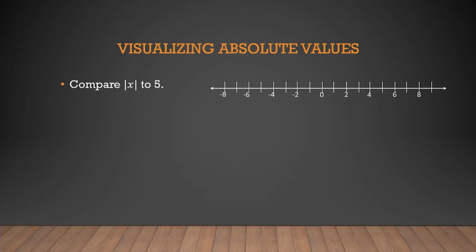Let's look at an example to help visualize the idea of absolute values. Let's compare the absolute value of x to the number 5. On the number line, there are two numbers, 5 and negative 5, that are exactly 5 units away from 0 on the number line. So for these two numbers, the absolute value of x is equal to 5 because the distance away from 0 is equal to 5.